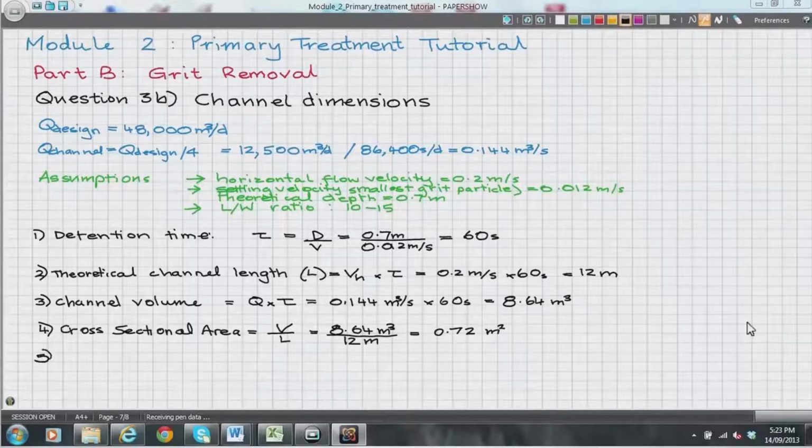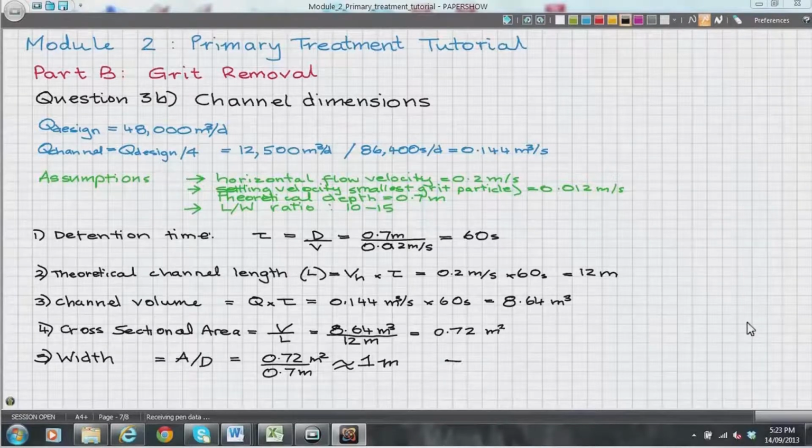From this, we can then find what the width is. So that's going to be the cross-sectional area divided by the theoretical depth, which is 0.72 square meters divided by 0.7 meters, which can be approximated to 1 meter. And then this means that our length to width ratio is actually in range. So our length to width ratio is between 10 and 15, and thus it is in the right range.